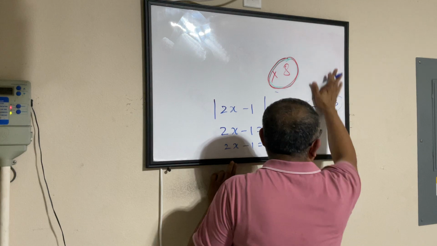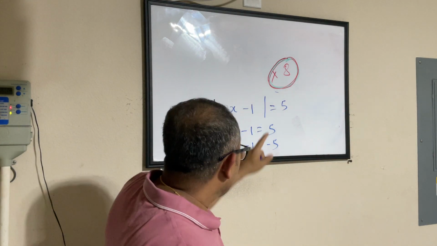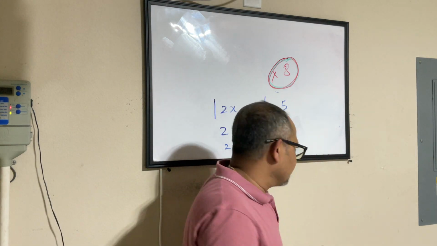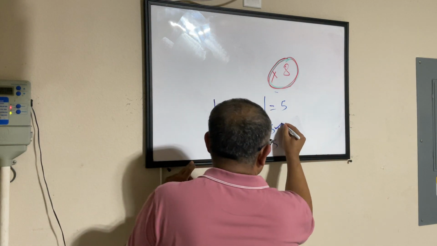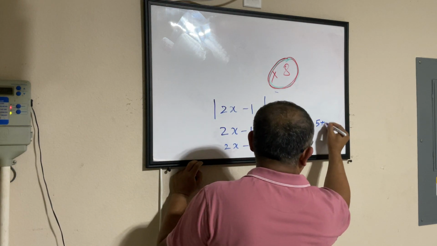Right. So basically, I'm pretty sure everybody did the same way. I'm just following whatever Sahib said. So the first equation was this. So this became 2x equal to 5 plus 1, that is 6.